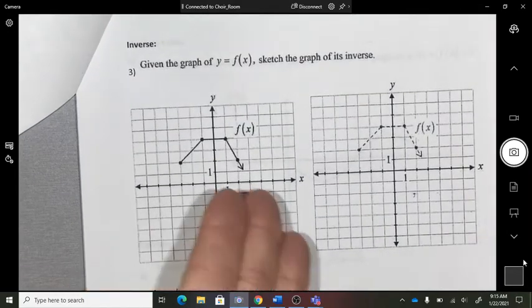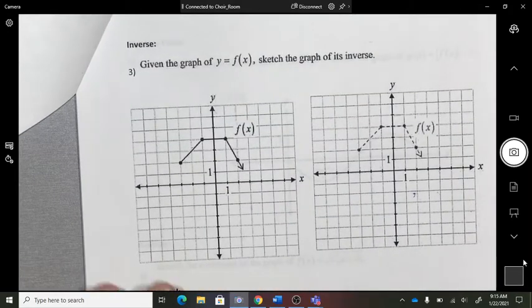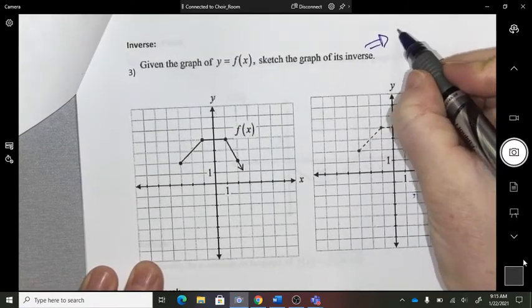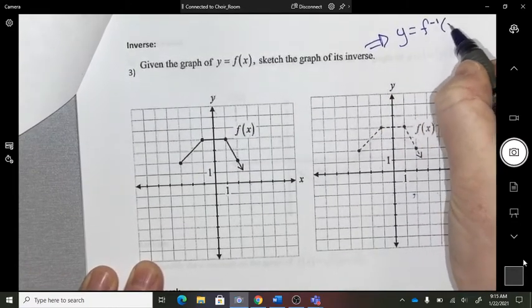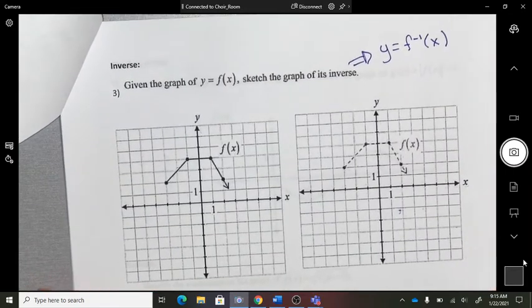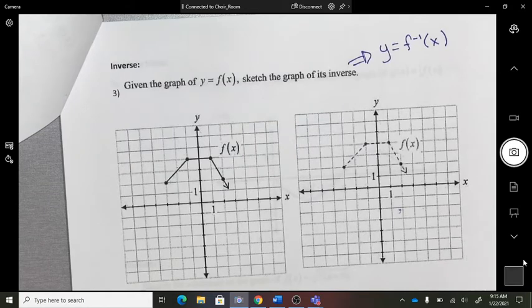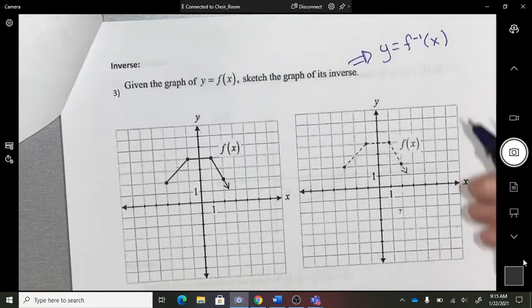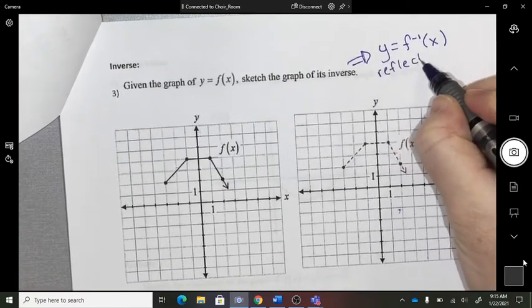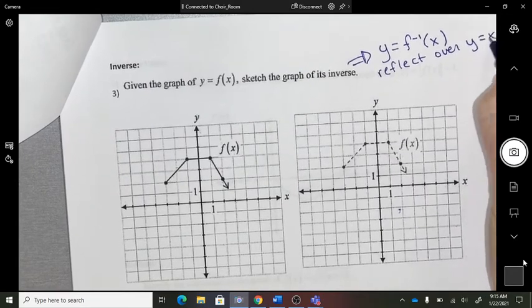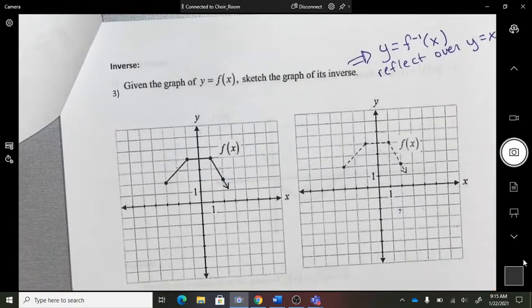Okay, I'm given this graph and it says to graph the inverse. Another way you might see inverse is written in this notation. Do you remember that notation? Graph the inverse, or I might say graph f of negative 1 of x. Or another way I could have asked it was, reflect over that diagonal line, right? Those are 3 ways I could have even asked this question.